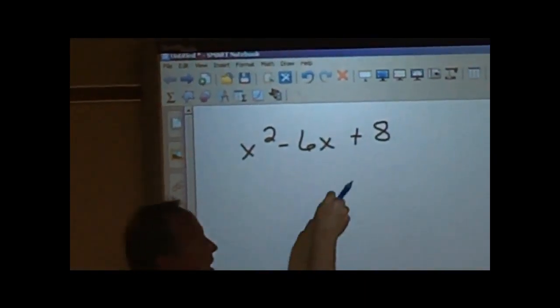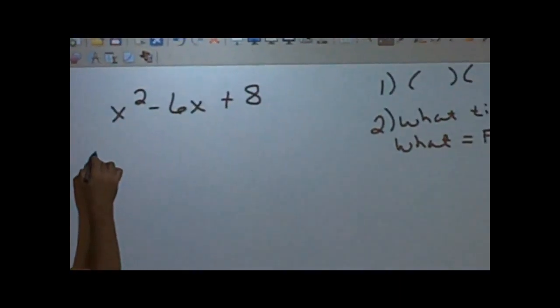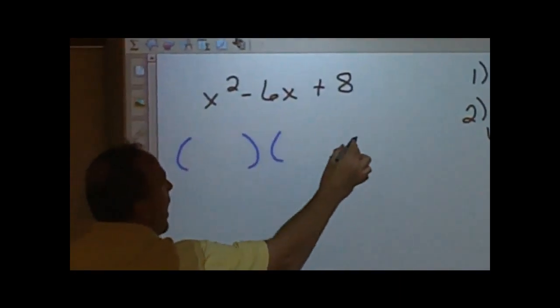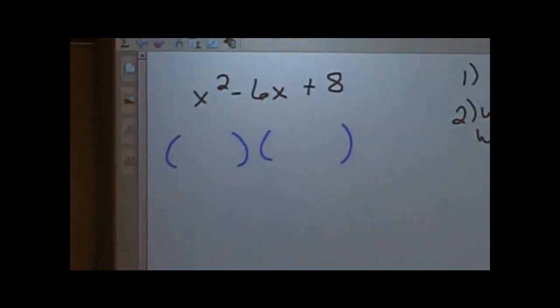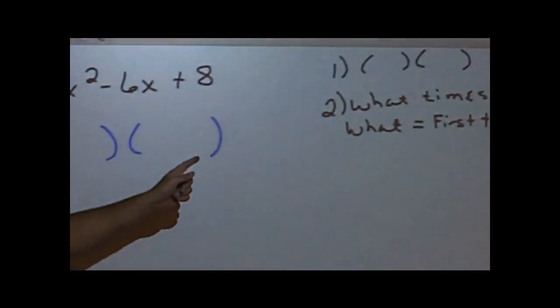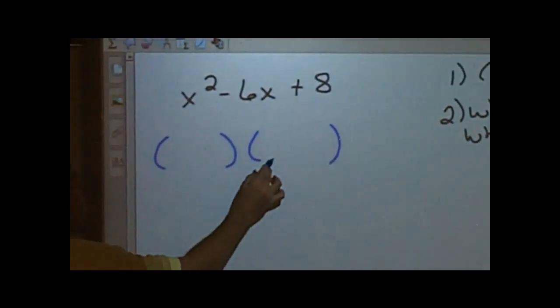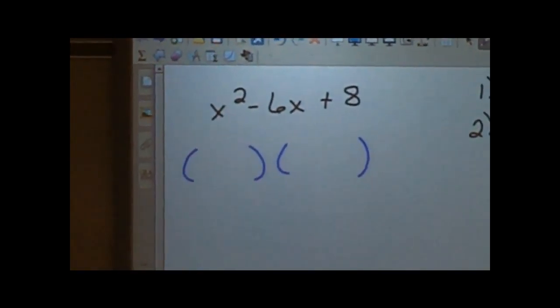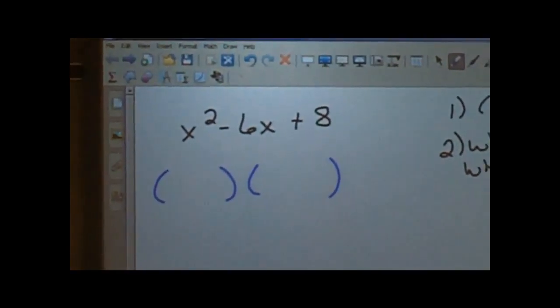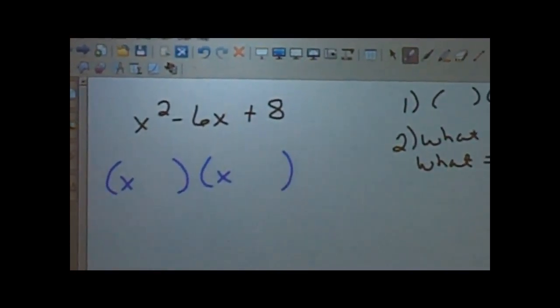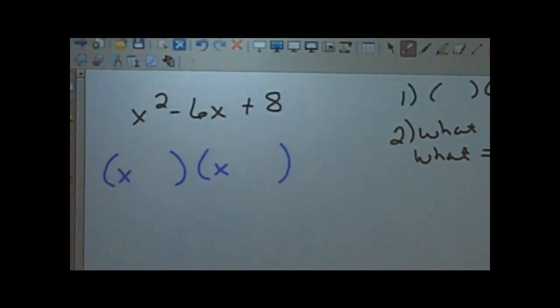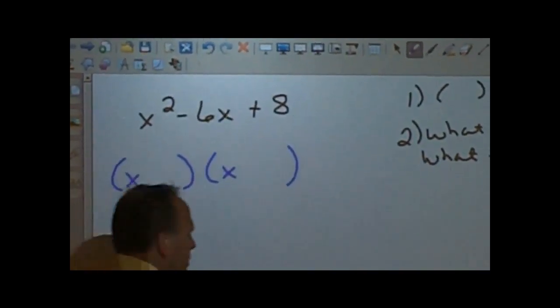So, we'll do these steps as we go on. My number 1 step is create parentheses. Every trinomial will get broken down into two binomials all the time. Parentheses have got to be there. Okay? Second step is what times what will give me my first term? What times what gives me x squared? x times x. There's no other option. It's the only thing. Alright?